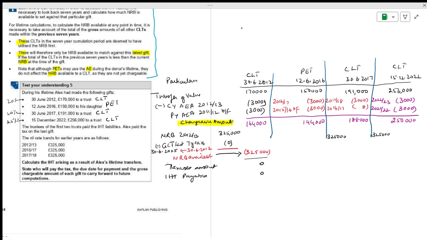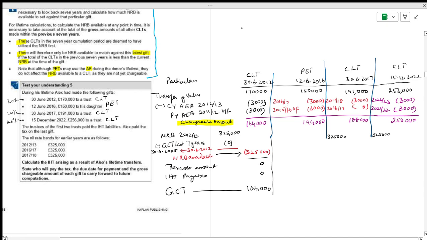It is the trustee. Is it right? Now, if trustee is paying, we should not take it net. We should take the as it is amount. Gross chargeable transfer. Is it right? What is the chargeable amount? 164. Here we don't have anything.